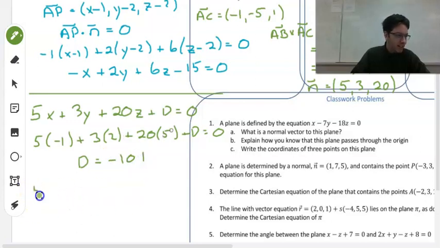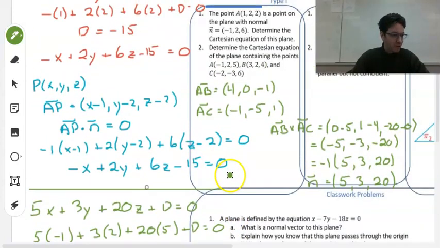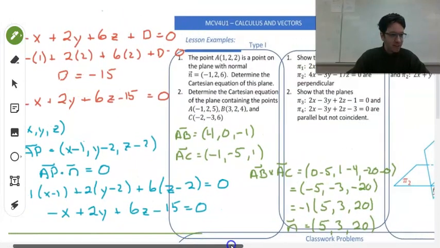So our equation then of the plane in Cartesian form is 5x plus 3y plus 20z minus 101 equals 0. All right? After all that, we should be pretty good at going back and forth between Cartesian and vector form.